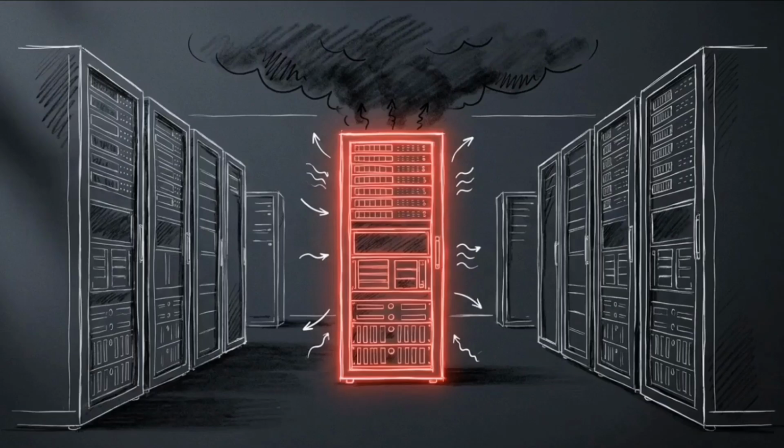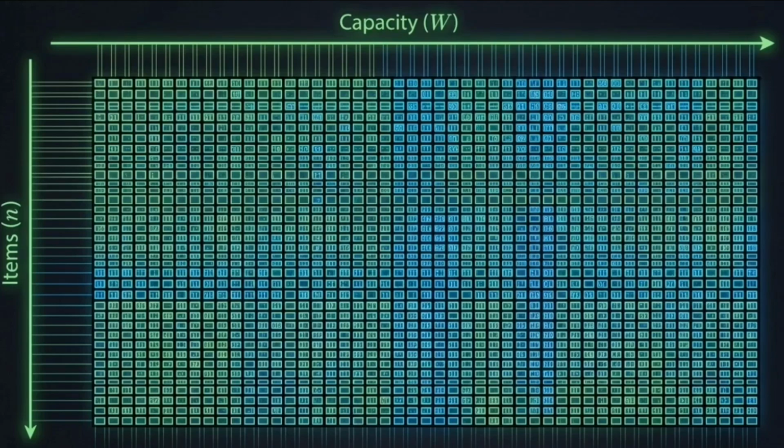In high-availability backend systems, an algorithm that runs fast enough can still bring a server to its knees if it demands too much memory. The physical cost of that standard dynamic programming solution is high. It requires allocating a massive two-dimensional matrix in active memory, scaled by the number of items on one axis and the total capacity on the other.